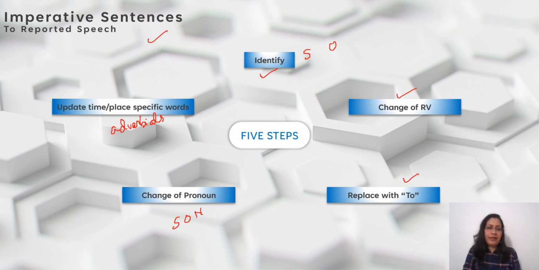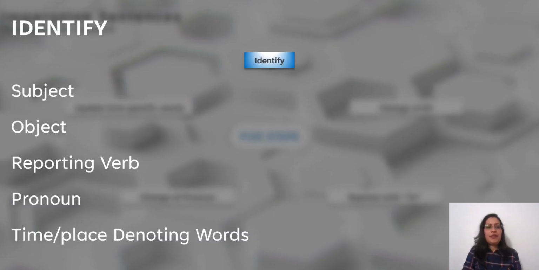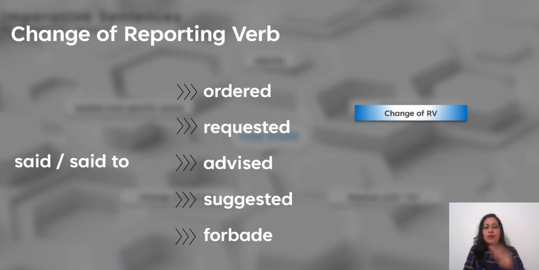Let's get to know them in greater detail. These are the 5 steps: identification of subject and object, changing the reporting verb, changing the pronouns or the possessives that are used, and updating the time and place denoting words. Words denoting nearness are changed to words denoting distance. Now let's get to know them. We already know how to identify the subject and object.